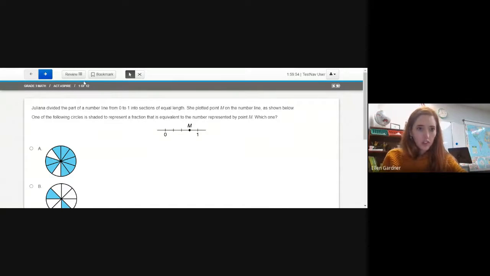It says here, Juliana divided the part of a number line from 0 to 1 into sections of equal length. I can see here that it's a fraction question. Now, we haven't really covered fractions so far. It's okay if you have to guess on units that maybe we haven't covered yet. But I know many of you already know fractions pretty well.